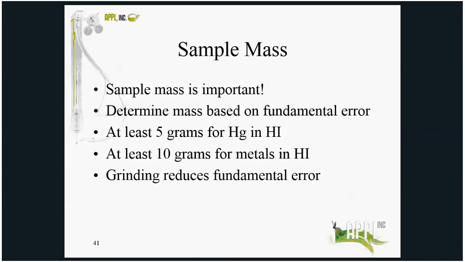The sample mass affects the fundamental error, and it's important to determine how much mass is needed for each method. Hawaii requires a minimum of 5 grams for their mercury analysis and at least 10 grams for their metal analysis. If the sample's ground, this reduces fundamental error, which will reduce the amount of mass needed for each method.